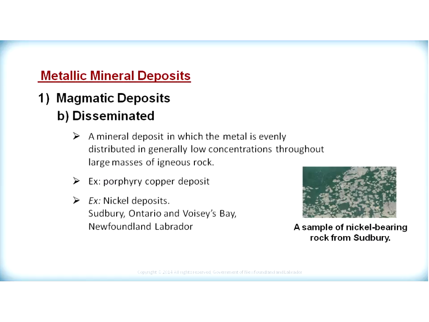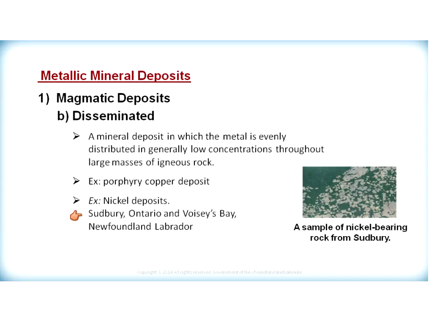In comparison, we can also get what's called a disseminated deposit, and these also form as a result of magmatic processes. A disseminated deposit is a mineral deposit in which the metal is evenly distributed in generally lower concentrations throughout large masses of igneous rock. Some examples include porphyry copper deposits and nickel deposits. Nickel deposits are evident in Sudbury, Ontario, and Voisey's Bay in Newfoundland and Labrador.